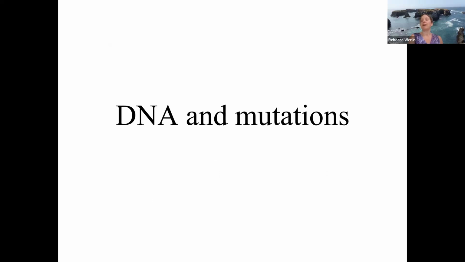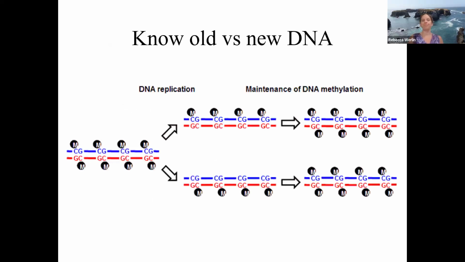So DNA guides how cells work. And so DNA can have mistakes or changes, and those changes are mutations. So you always must know old versus new DNA. So if there is a mutation, if there is a change, you can fix it if you catch it. And so usually organisms mark the template strand in some way so that the newly synthesized strand can be checked for mistakes. And here you can see the black dots denote methyl groups.